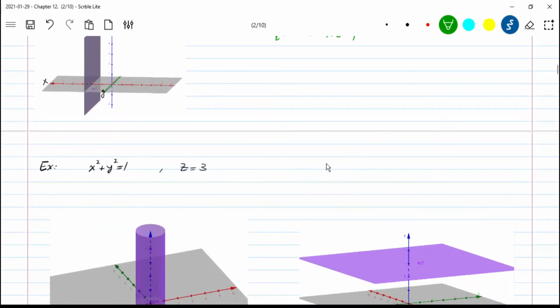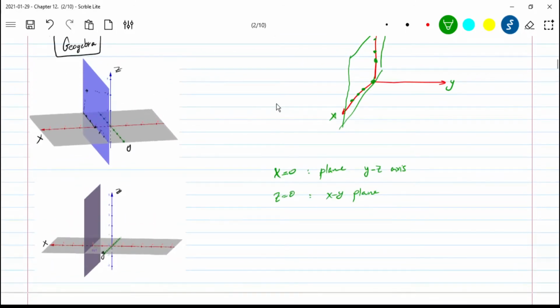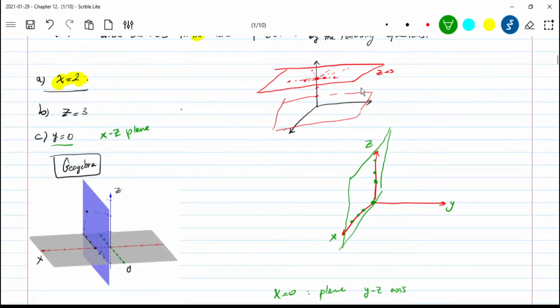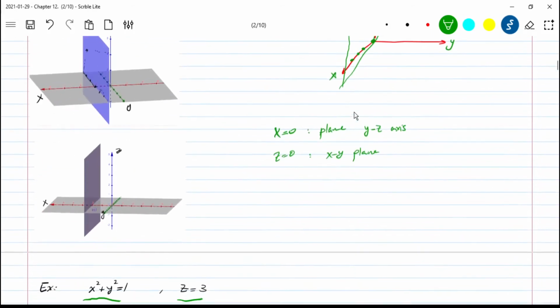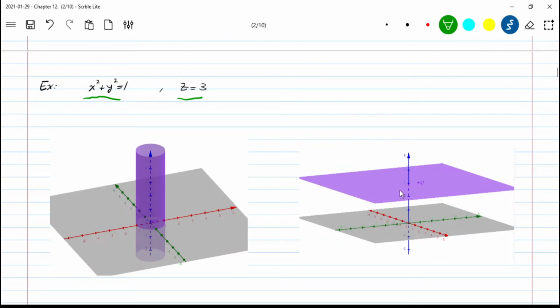How about this one? x squared plus y squared equal to 1, and they give you z equal to 3. First, let's graph each one separately. The z equal to 3 must be the easy one. We already looked at that. z equal to 3 was this plane parallel to the xy plane, passing through 3. Again, I used GeoGebra, so here is z equal to 3. This purple one is z equal to 3.